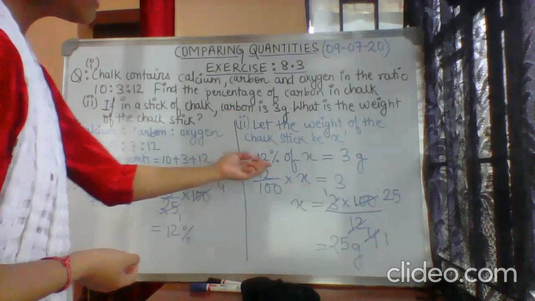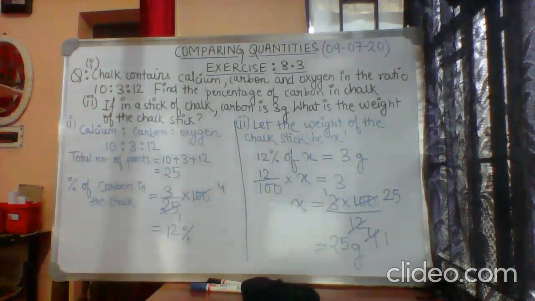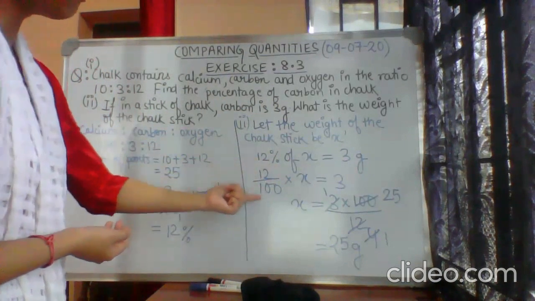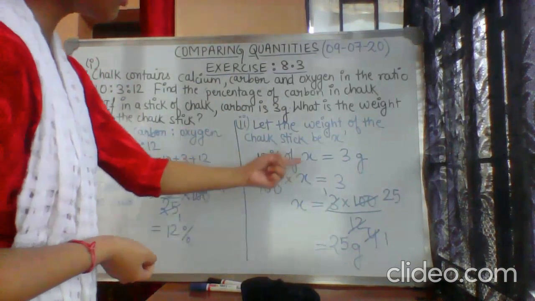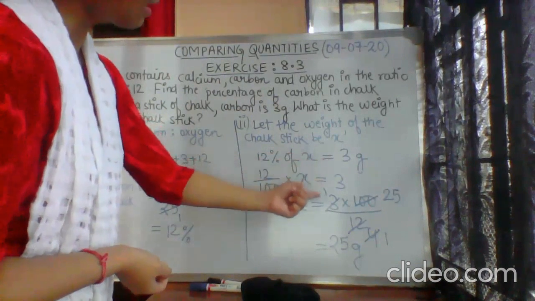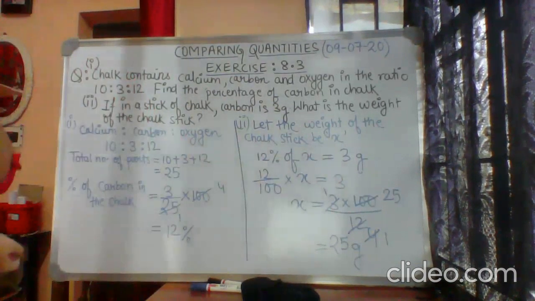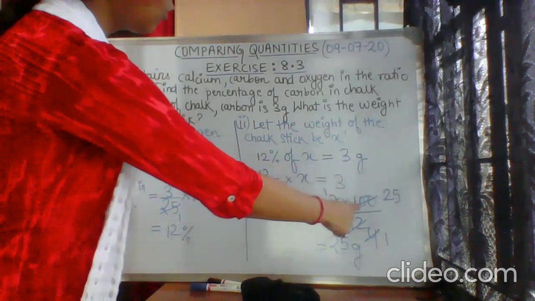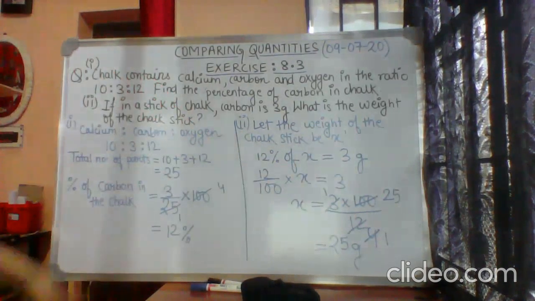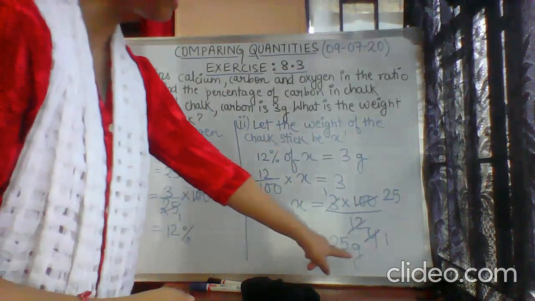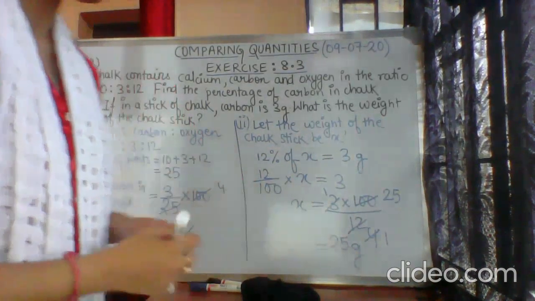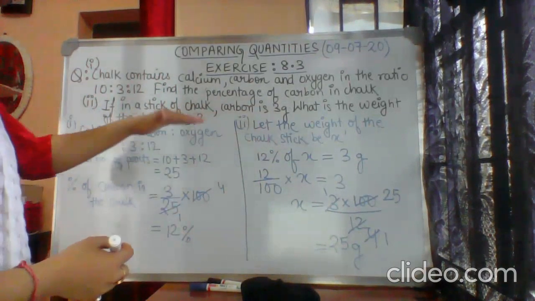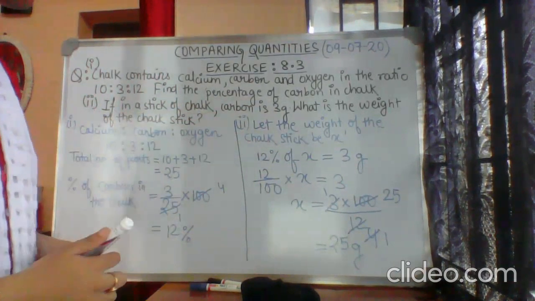Now this thing we will do in mathematical form. We know all the meanings. So 12% means 12 by 100. Of means into x equals 3. Now we are changing sides, then x will come as 3 into 100 whole divided by 12. And if we do the solution, it will come x equals 25 gram. Therefore, you can write the weight of the chalk stick is 25 gram.